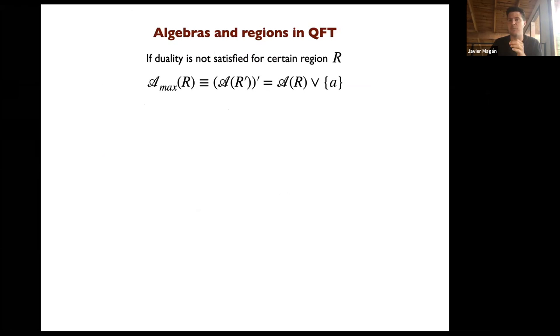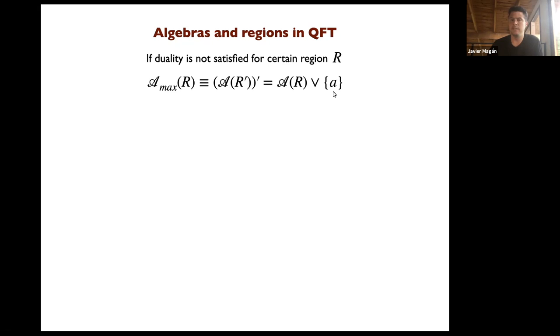region. We have the usual local algebra, this A of R here, but we also have what can be called the maximal algebra consistent with causality. This is just defined to be the commutant of the algebra in the complementary region. Now, of course, this maximal algebra contains the local algebra, but to be different from it, it also contains some non-locally generated operators that we will denote by A here.